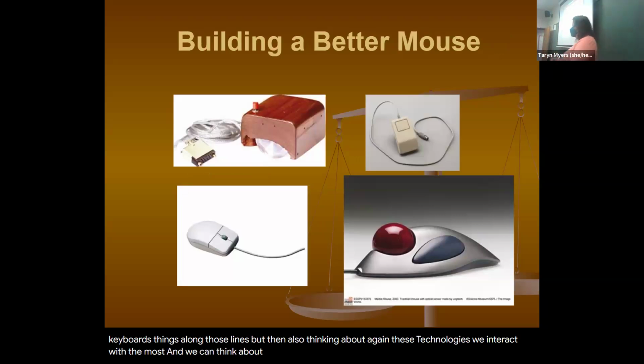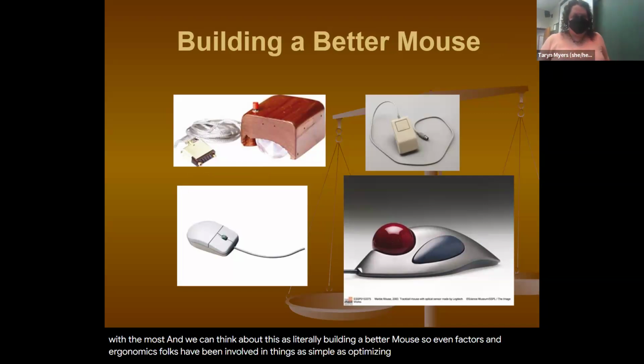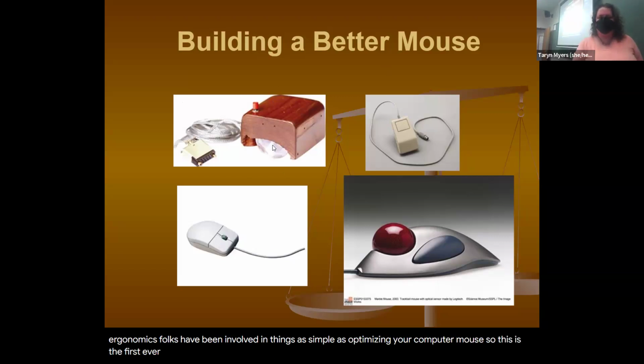And we can think about this as literally building a better mouse. So human factors and ergonomics folks have been involved in things as simple as optimizing a computer mouse. So this is the first ever computer mouse. Very clunky, right? Not that efficient.